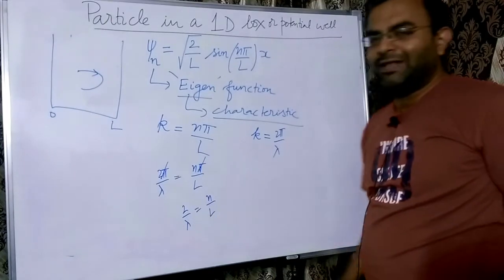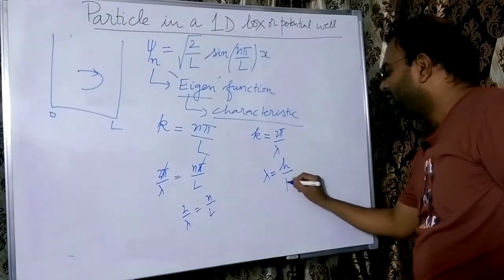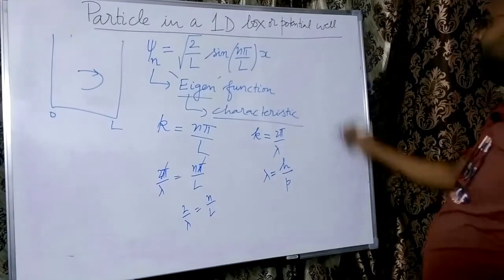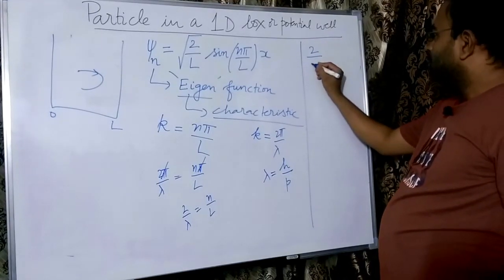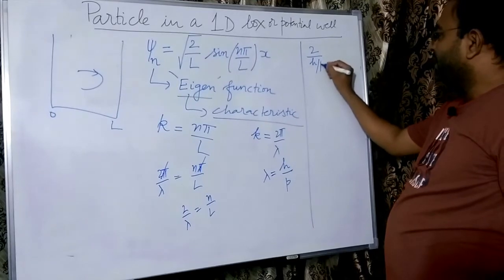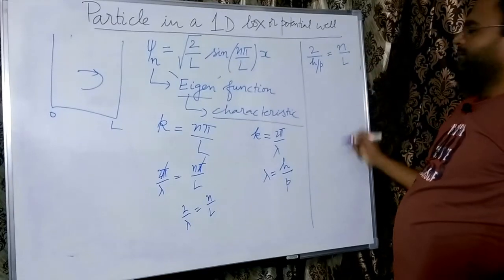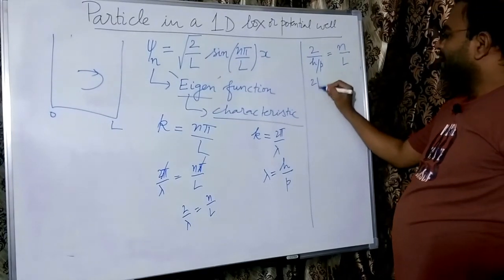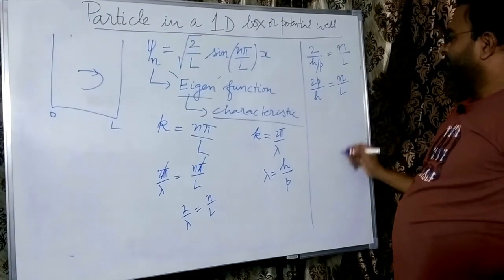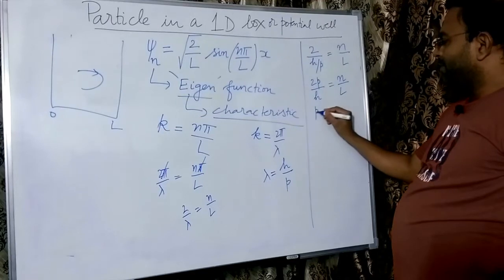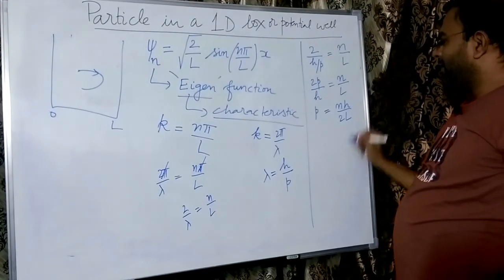We know that this wavelength is the de Broglie wavelength. De Broglie wavelength lambda is the Planck constant over momentum p. Therefore, 2 over lambda is 2 over h over p. On the right hand side, we have n over L. So, 2 times momentum over the Planck constant is nothing but n over L. So, the momentum alone is nothing but n h by 2 L.